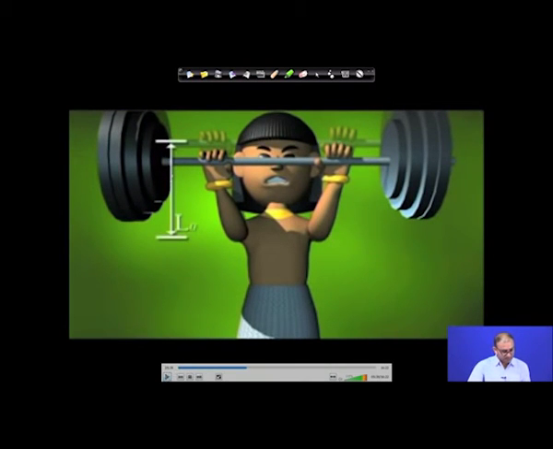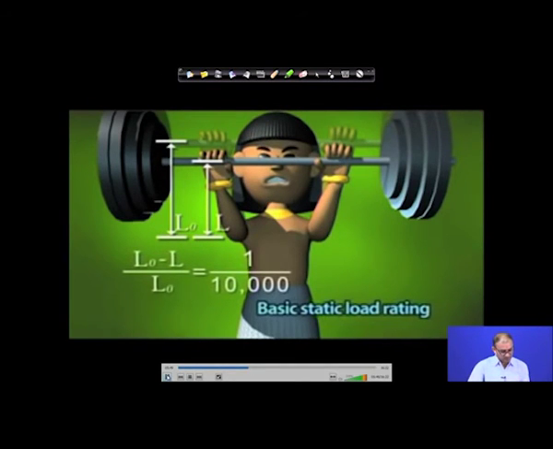So, this is the initial position where it was at this location, and then if you are adding load continuously, your next position will be this one. When (L0 minus L) divided by L0 reaches 1 of 10,000 at this point, that is called the static load bearing capacity. Right now we are not moving it, so this is in the static location only.